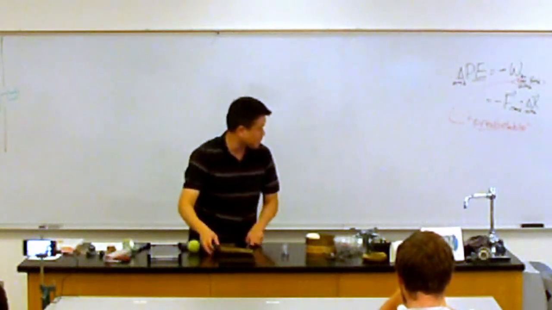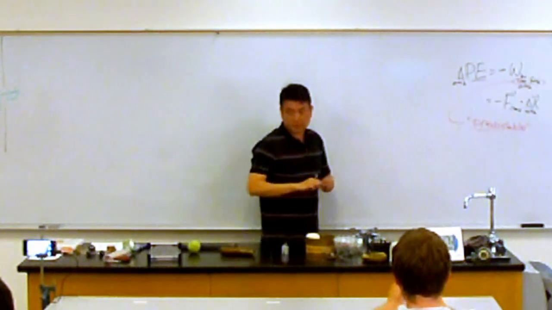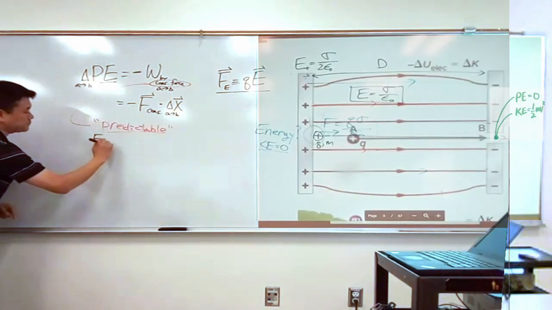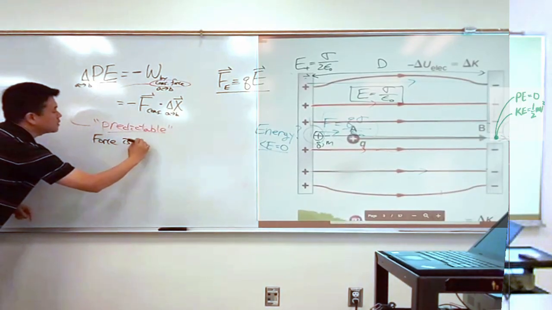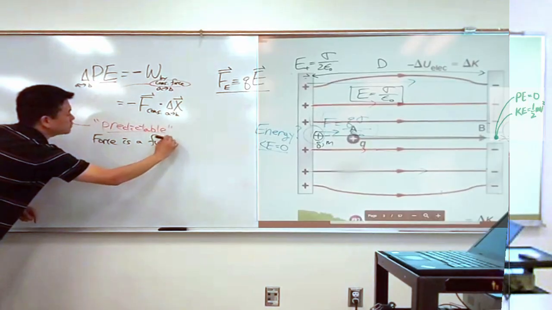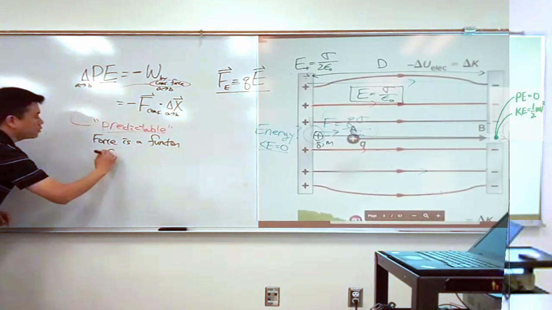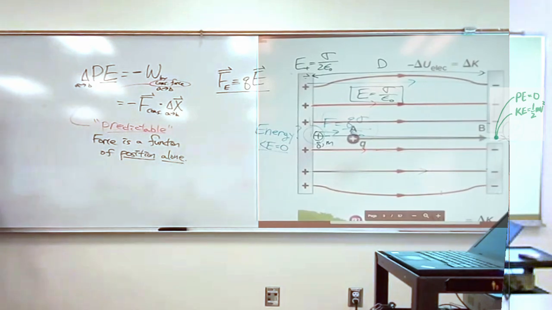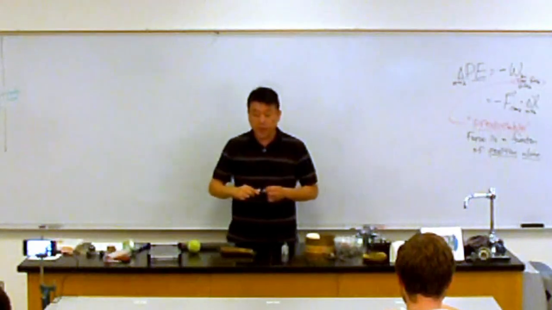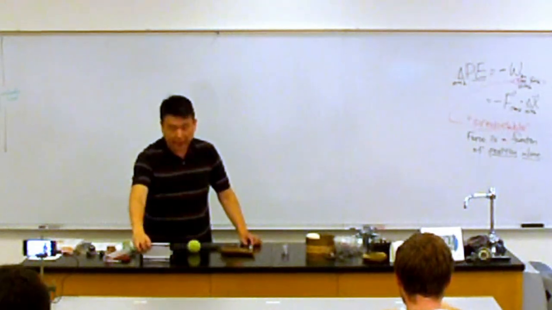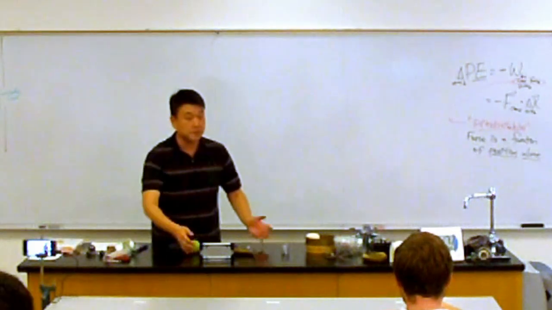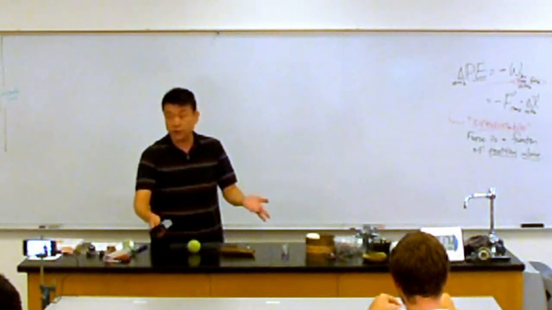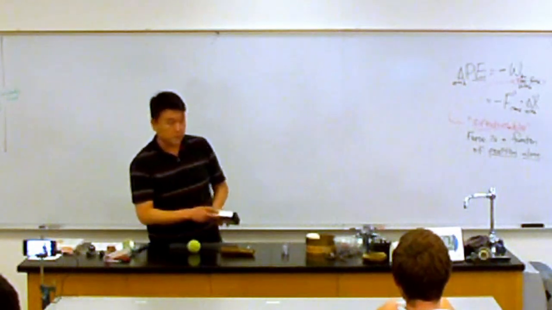So to make it predictable, really mathematically this is what it means. Mathematically what it means is that force is a function of position alone. So if the force depends on anything else, with the case of friction, the other thing it depends on is velocity. It depends on relative velocity. So friction doesn't depend on position alone.